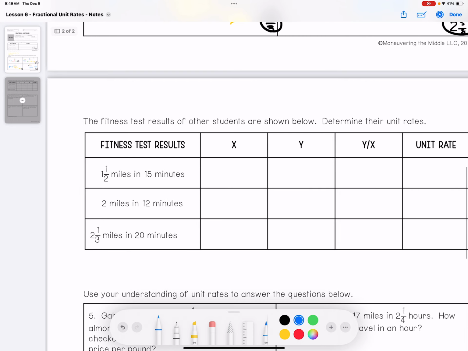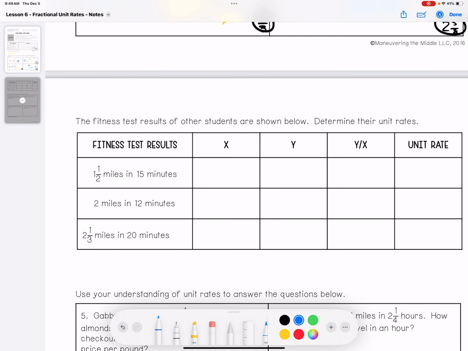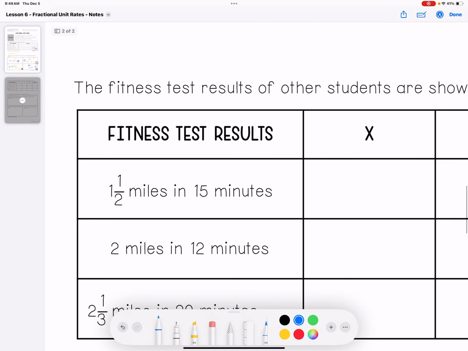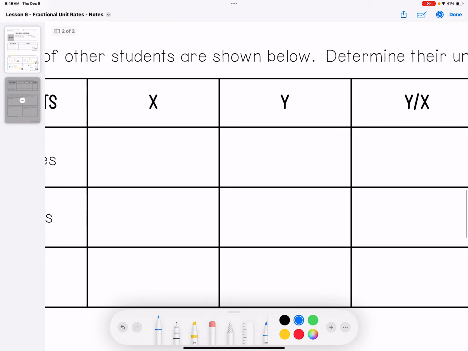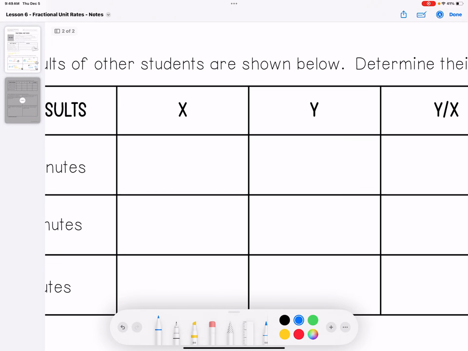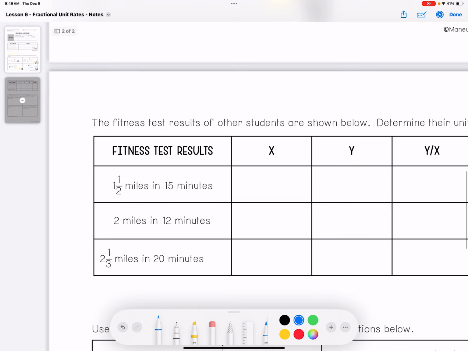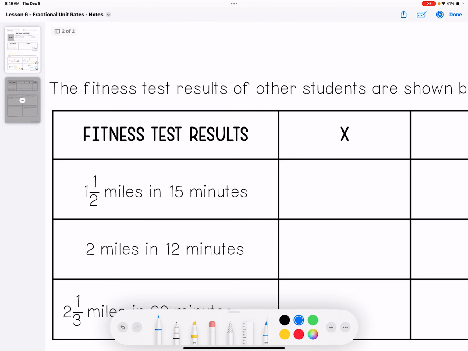Backside. The fitness test results of other students are shown below. Determine their unit rates. All right, so we have 1.5 miles in 15 minutes. So how are we going to figure that out? Well, it's asking us to fill in the chart. So what is the X? In 15 minutes, "in" is basically another word to say per.